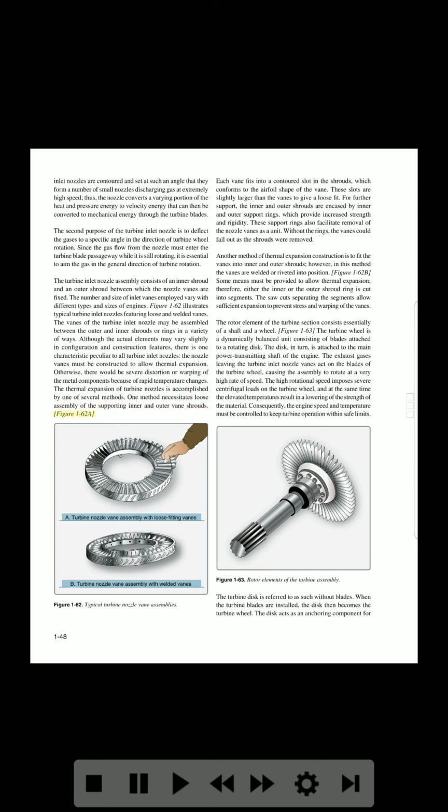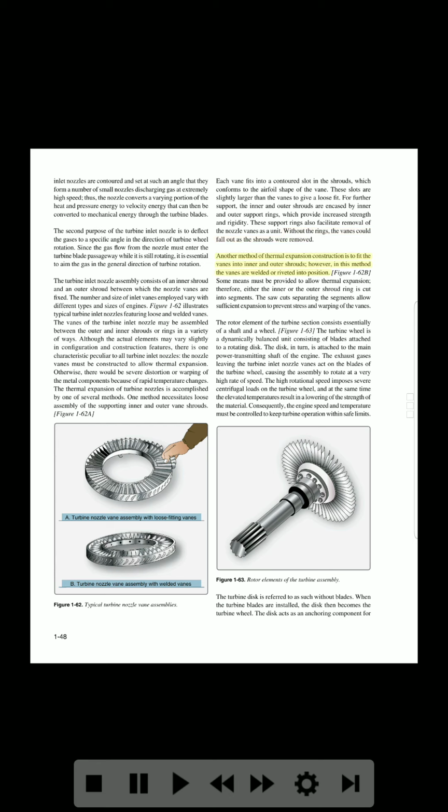Figure 1-62A. A. Turbine nozzle vane assembly with loose-fitting vanes. B. Turbine nozzle vane assembly with welded vanes. Figure 1-62. Typical turbine nozzle vane assemblies. Each vane fits into a contour slot in the shrouds, which conforms to the airfoil shape of the vane. These slots are slightly larger than the vanes to give a loose fit, for further support. The inner and outer shrouds are encased by inner and outer support rings, which provide increased strength and rigidity. These support rings also facilitate removal of the nozzle vanes as a unit. Without the rings, the vanes could fall out as the shrouds were removed.